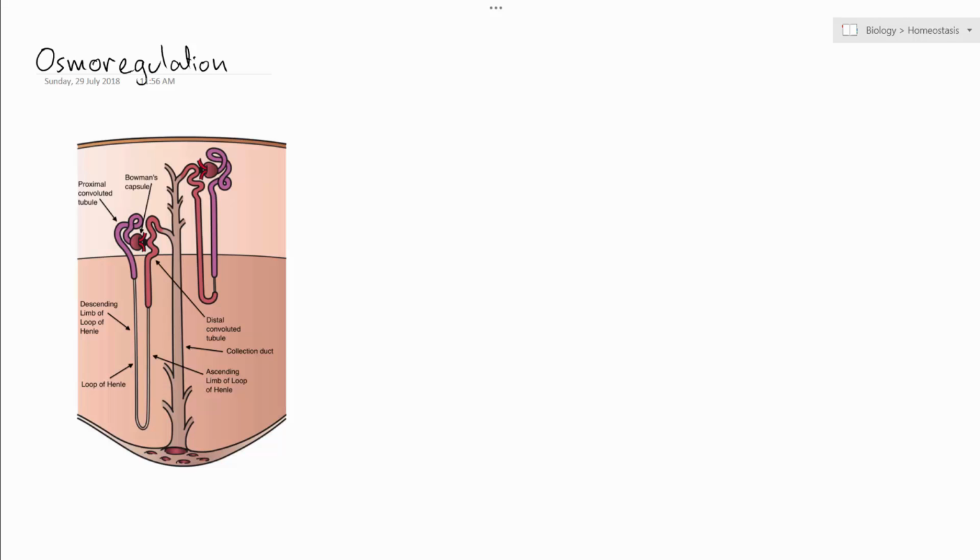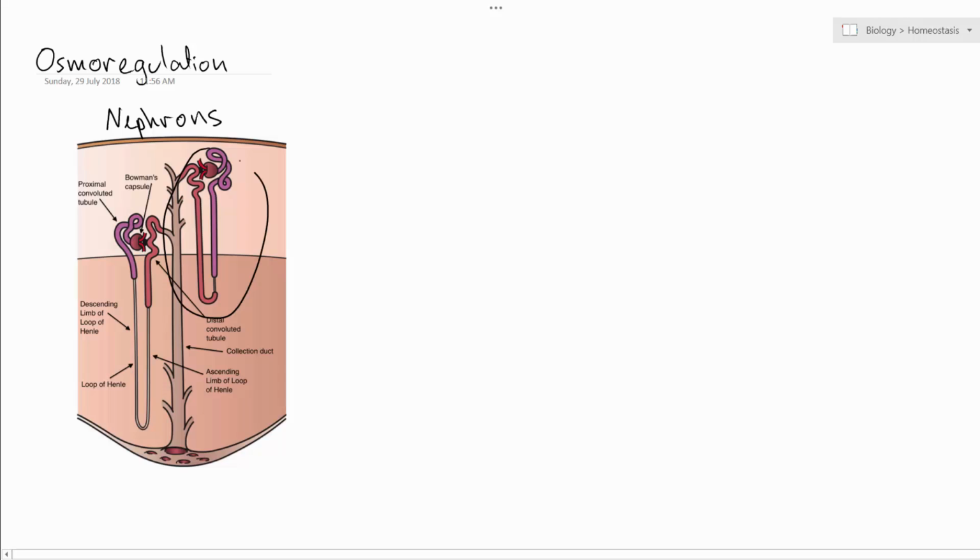So if we have a look at the structure of the kidneys just briefly first, what I've got pictured here is part of the kidney and a couple of nephrons. So this structure here is considered a nephron. And the idea of the nephron is blood will be transported through, moved through the kidneys, and the nephron contains a number of different parts.